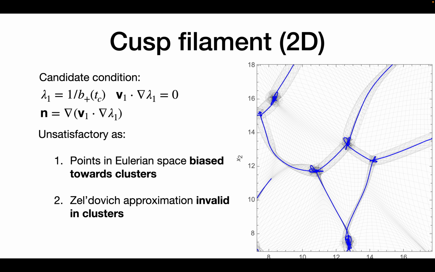Well, you could say let's just take these cusp conditions, which are here on the screen, and let's sample these. And you can see that the cusp manifold nicely tracks the filamentary nature of the cosmic web. However, there's a problem with going this way.